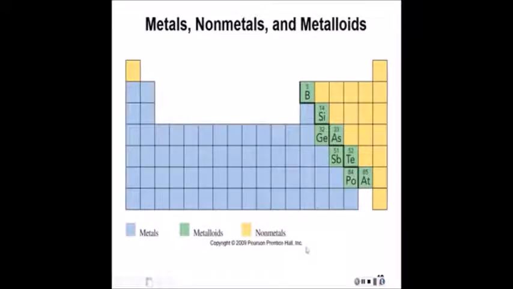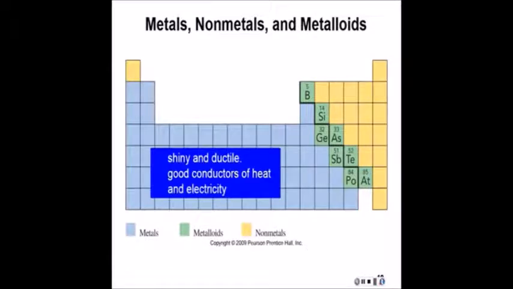So let's check out some of the properties of these. Metals are shiny and ductile. Ductile means you can make wires out of it. They're also malleable, which means you can form them into different shapes. They're good conductors of heat and electricity.